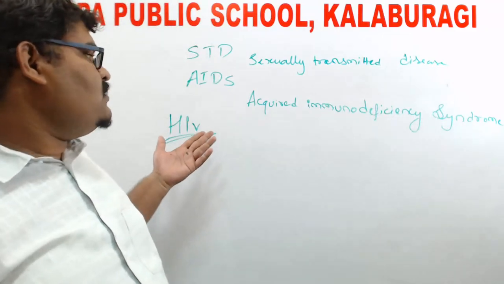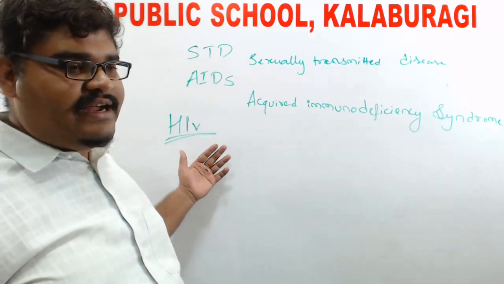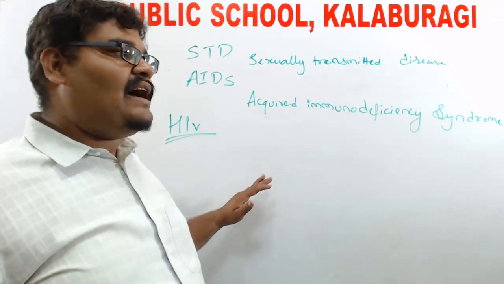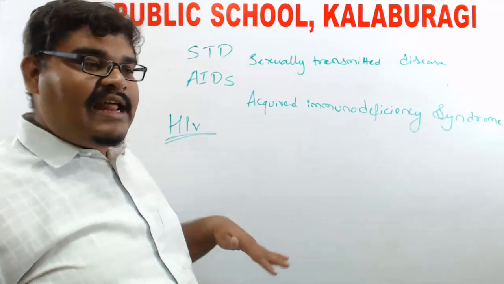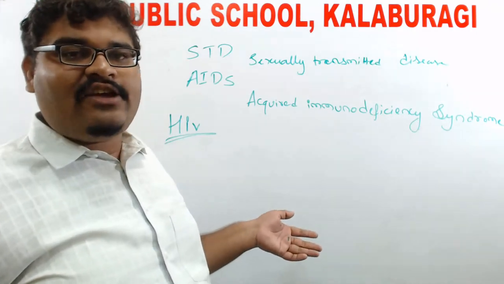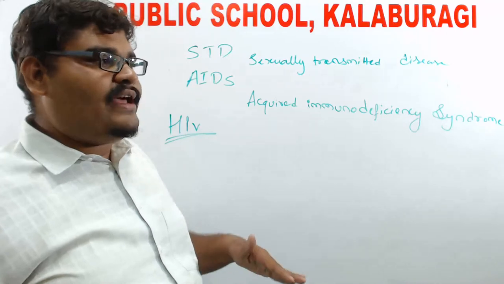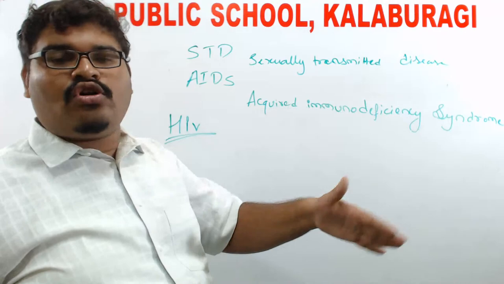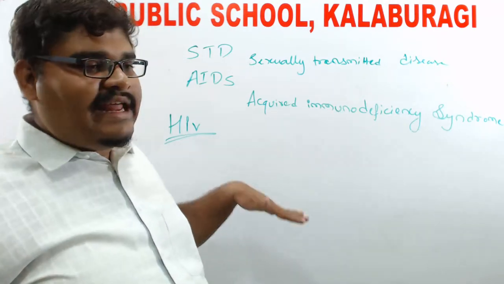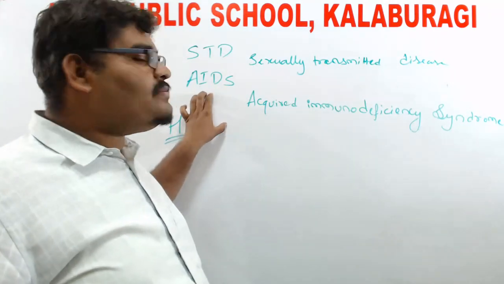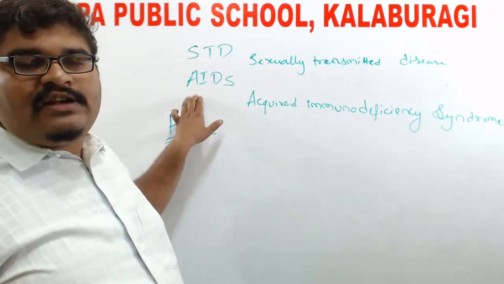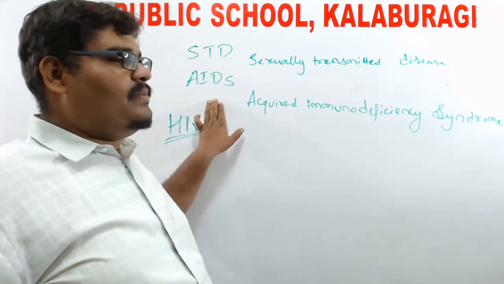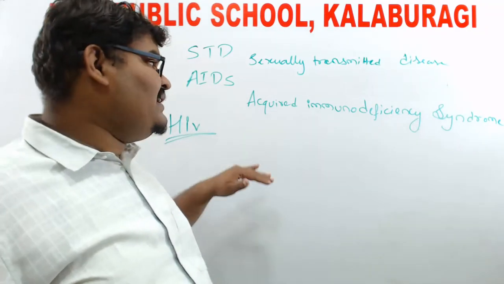A person who is infected with HIV is always given ART tablets. ART tablets are just delaying your death. Suppose a person is going to die today, by taking certain ART tablets he can die tomorrow or the day after tomorrow. So they are just delaying the death in case of AIDS, but it is not a completely curable disease, because no vaccine has been discovered yet in case of AIDS.